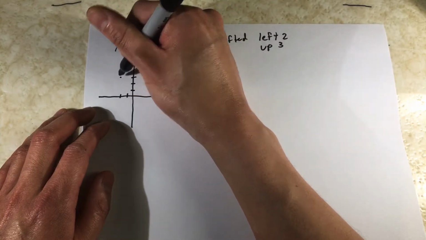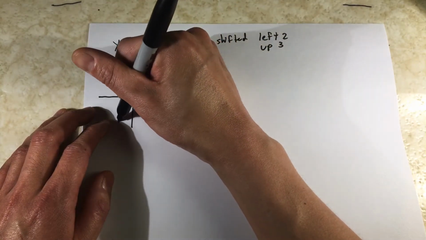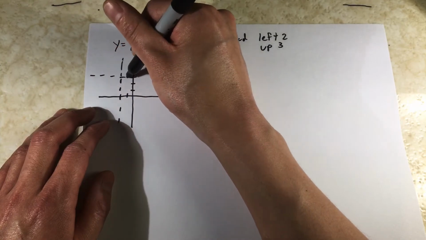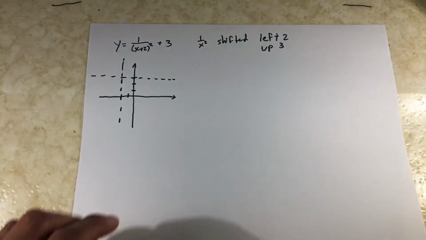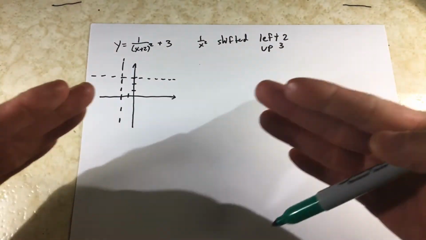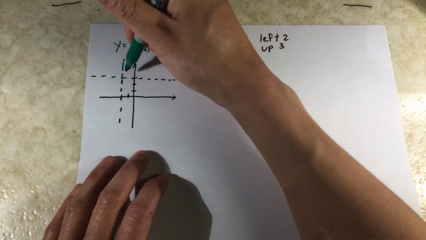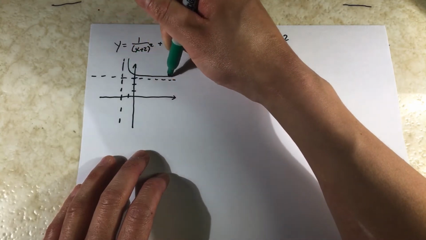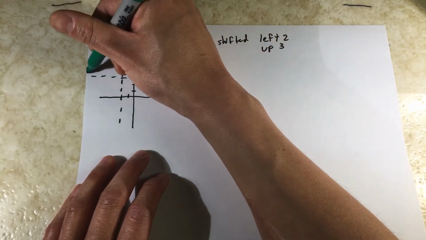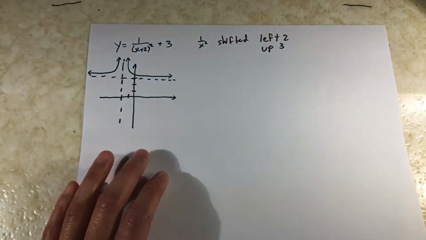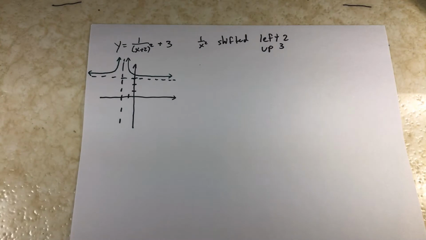So now this would be kind of the origin, and those would be the asymptotes for 1 over x squared. If you remember, 1 over x squared is kind of like a volcano. So this thing is going to look something like this. All right, so that's our function.